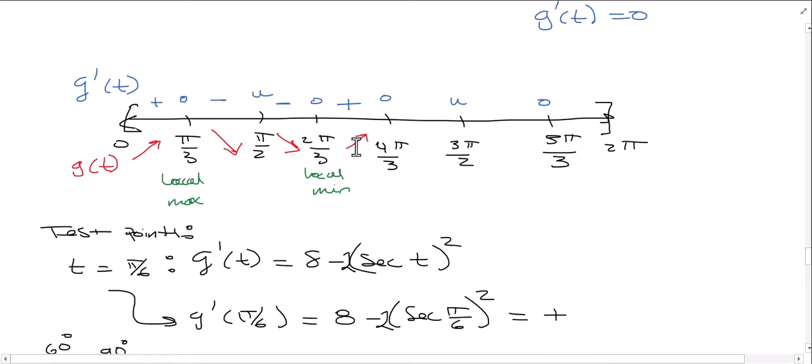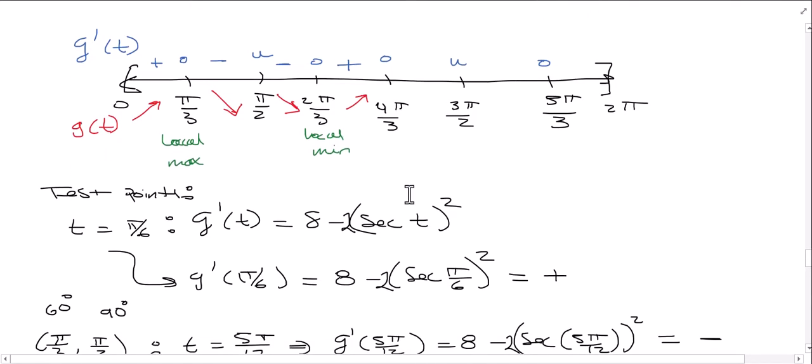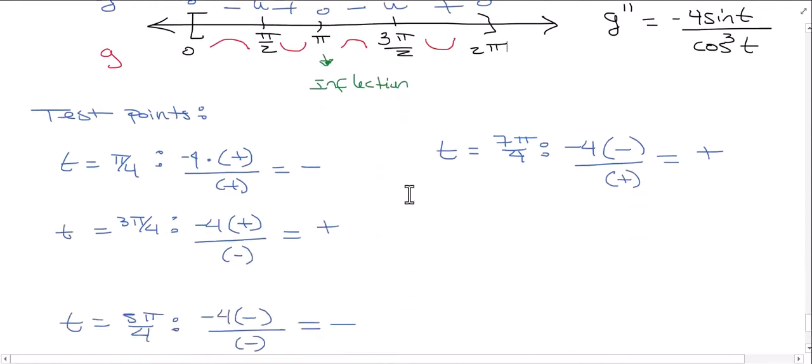All right, so let's say I already know that that's a local max and that's a local min. We don't know about 4 pi over 3 or 5 pi over 3. So these are critical numbers from the first derivative. So I want to see if these are local max or local mins. So I can use my second derivative to test them. And so this is what we're going to do. So I'll write it out down here.